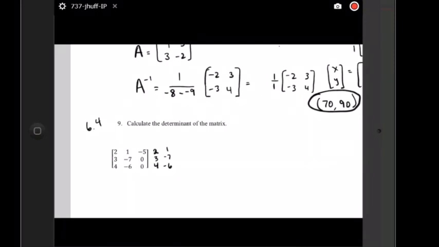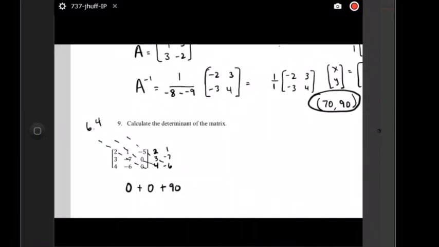And then you have to go in the same order here. You always start at the top left and find these products here. So 2 times -7 times 0 is 0, and you always add when you go in this direction. 1 times 0 times 4 is 0. And then this one here, -5 times 3 is -15. -15 times 6 is 90. Let's see, 15 times 6. Yeah, that's 90. So 90.